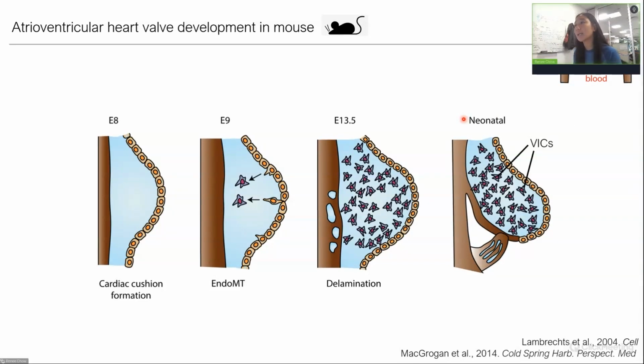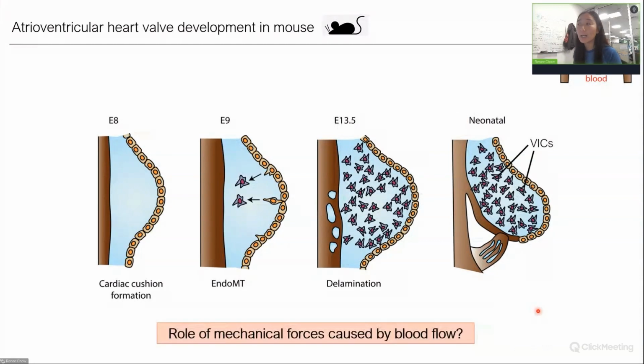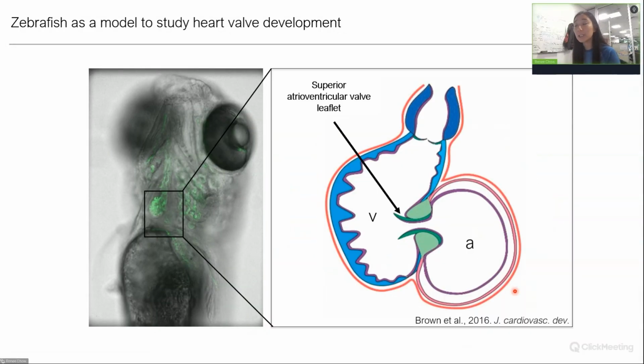This entire process happens under the influence of blood flow and heartbeat. And during my postdoc, what I wanted to find out is, what is the role of mechanical forces caused by blood flow in regulating this developmental process? Because of the limitations in the mouse in terms of live imaging, we use the zebrafish as a model.